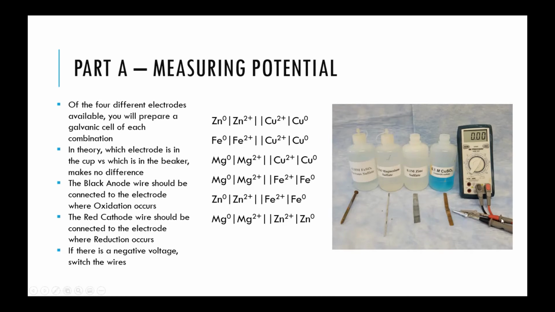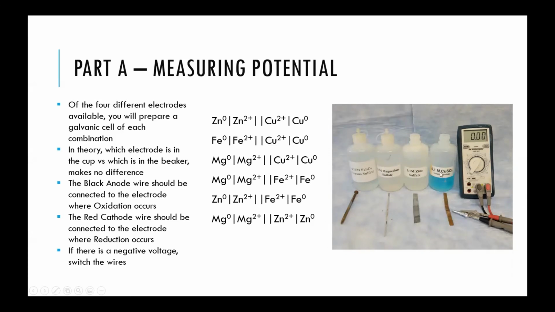The red lead should be attached to the electrode where reduction is taking place. And the black lead should be attached to the electrode where oxidation takes place. The black lead on a voltmeter should be connected to the anode, while the red is connected to the cathode. And like mentioned, if there is a negative voltage when you read these, you can just switch the wires around and that should give you the positive voltage of that.